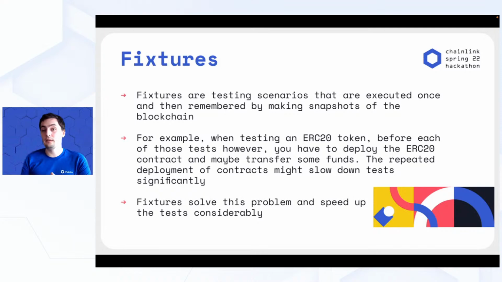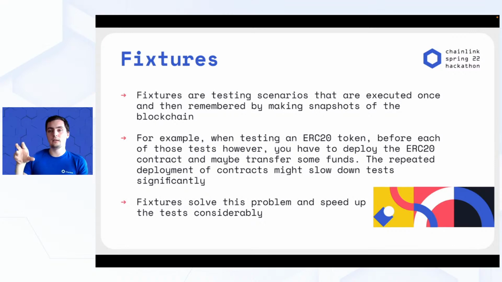So fixtures are testing scenarios that are executed once and then remembered by making snapshots of the blockchain. Fixtures are basically a way to speed up your tests, because usually, if you take a look at some common projects, or maybe do the initial creation of a Hardhat project, so if you type npx hardhat init, you'll have that famous Greeter contract and simple deployment scripts and simple tests.